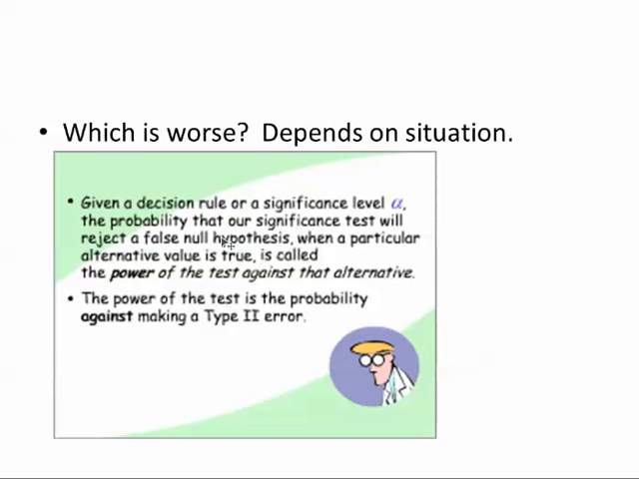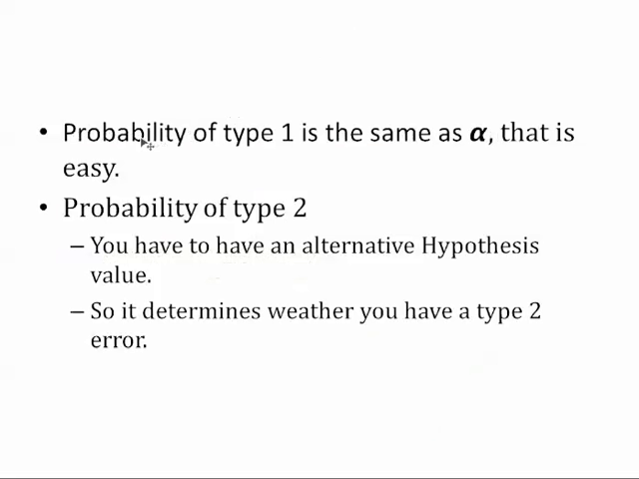So this is the way we're going to calculate a type 2 error, okay? We're going to find this power of the test, because it's 1 minus that value. The probability of a type 1 error, that's alpha. That's why we have that alpha value in the first place.